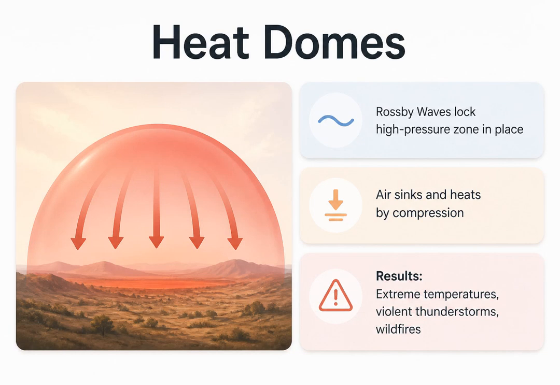On the opposite end of the temperature spectrum, we have heat domes. A heat dome occurs when Rossby waves trap a high pressure zone in place for an extended period. The air inside this dome continuously sinks toward the ground.